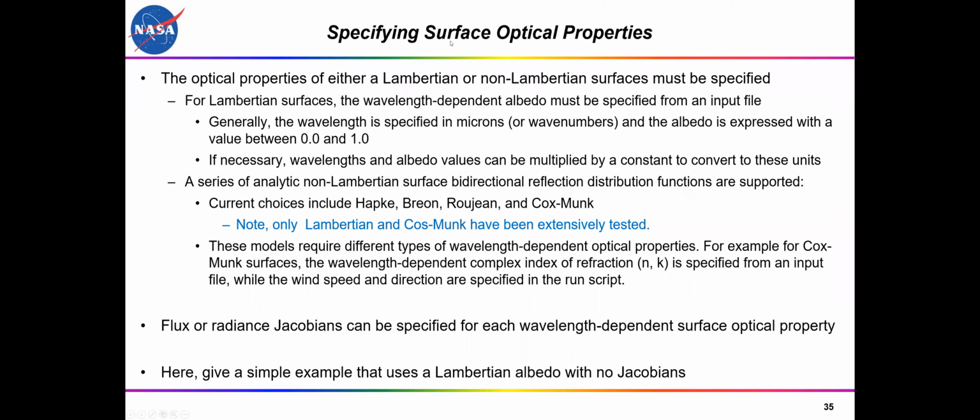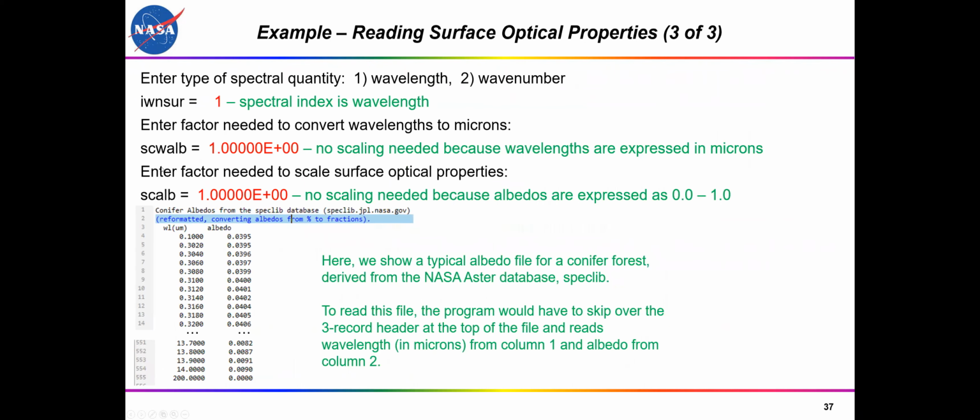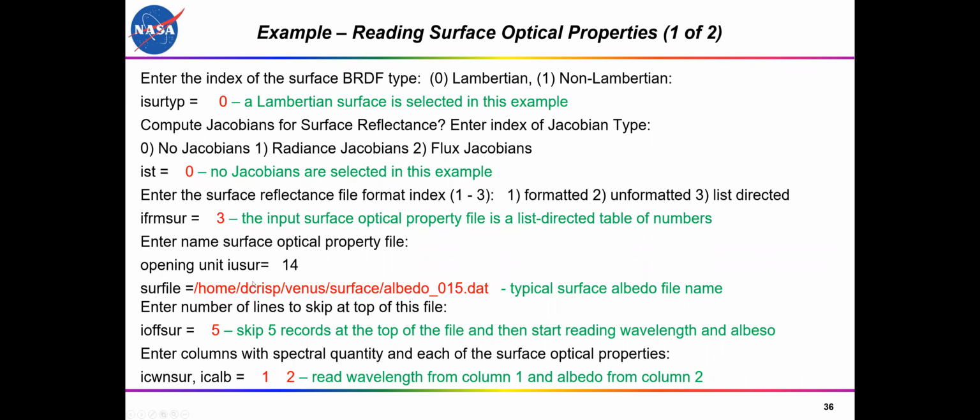Okay, for surface optical properties, it's the same game. I need to specify the wavelength dependence of the surface optical properties. So this is going to look a lot like I'm specifying the optical properties for a particle mode. I'm going to have a really simple file here that's basically, in this case, just a really flat file. I'm going to skip over the first records to get over the junk. I'm going to read wavelength out of one column. I'm going to read an albedo out of the other if I have assumed Lambertian albedos.